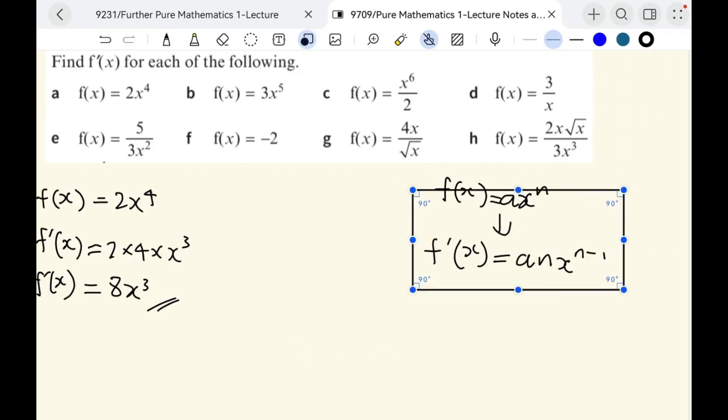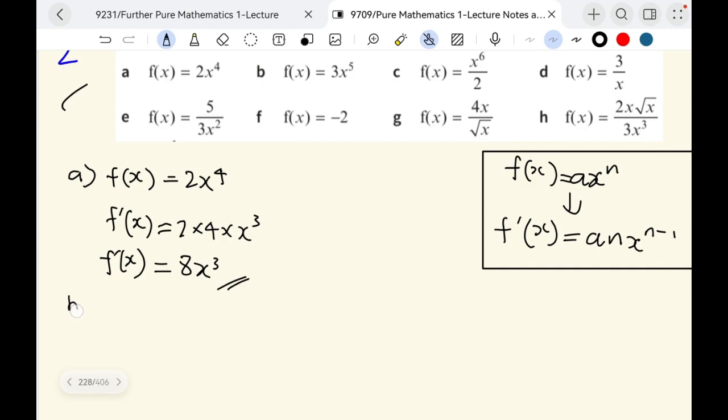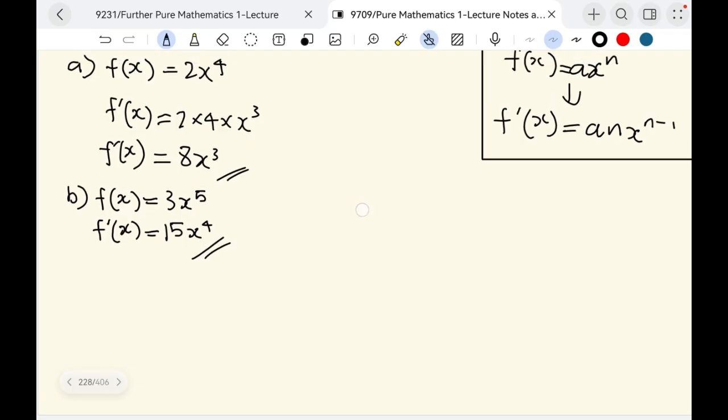I may square it up. So do the same thing for the rest of the parts. Okay? B. f(x) is equal to 3x to the power of 5. How to get its derivative? 3 times 5, 15. And then 5 minus 1, 4. Okay? C.